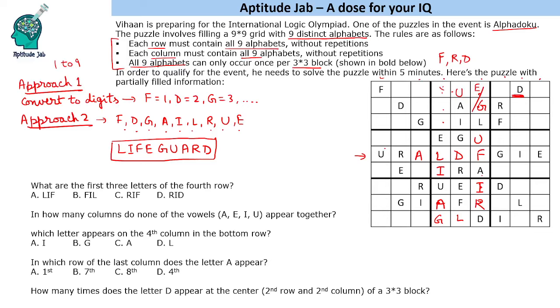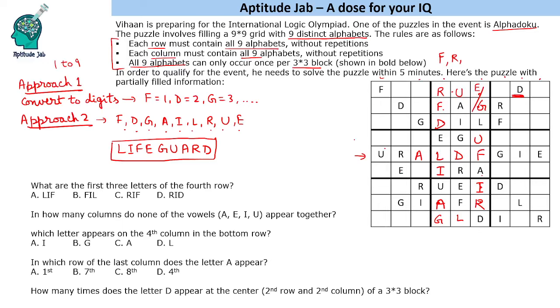So D cannot come in these two positions. So D will come here. So we have F and R missing. So R will come here and F will come here. Okay. So we have this column also filled. So R, F, D will come in this order.